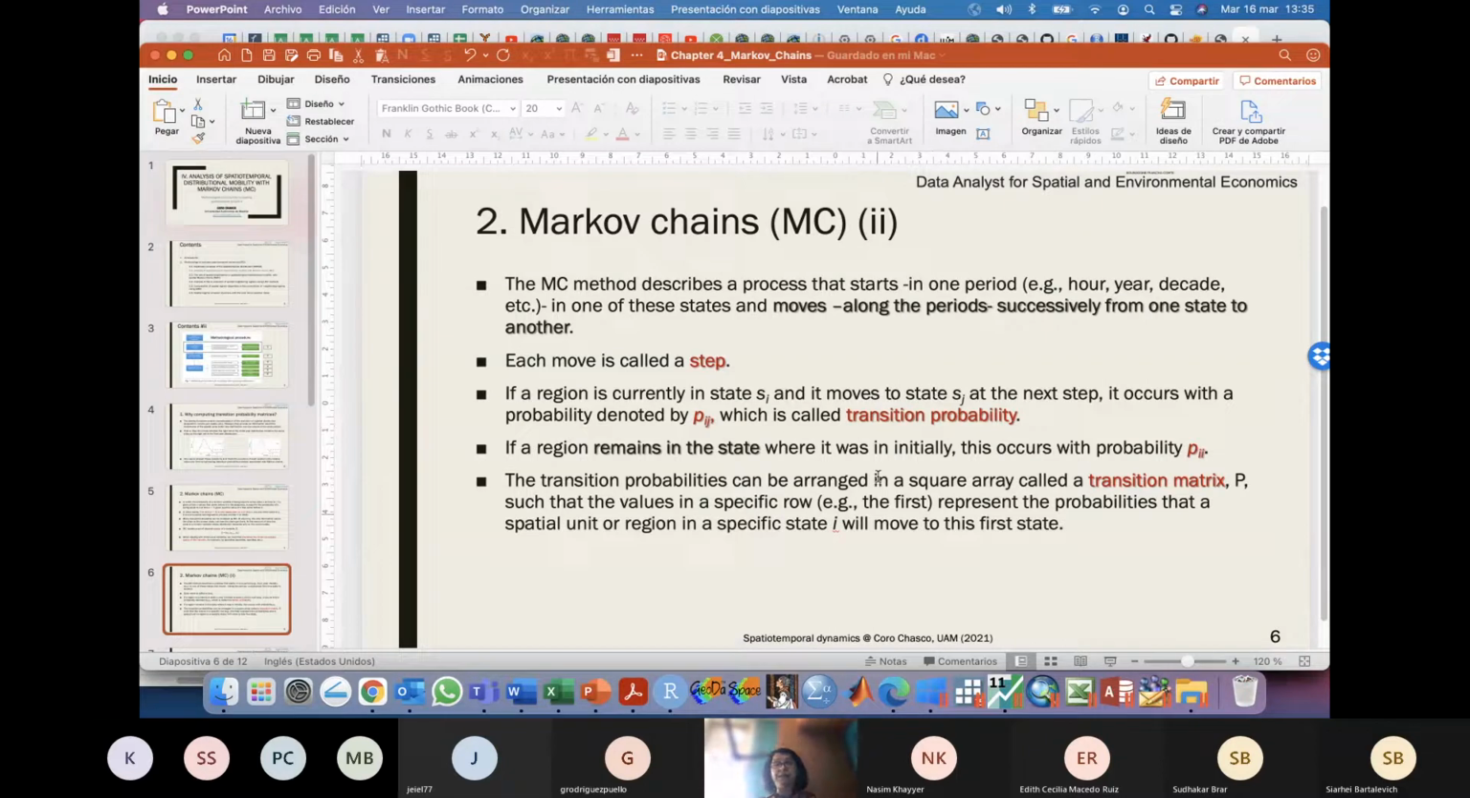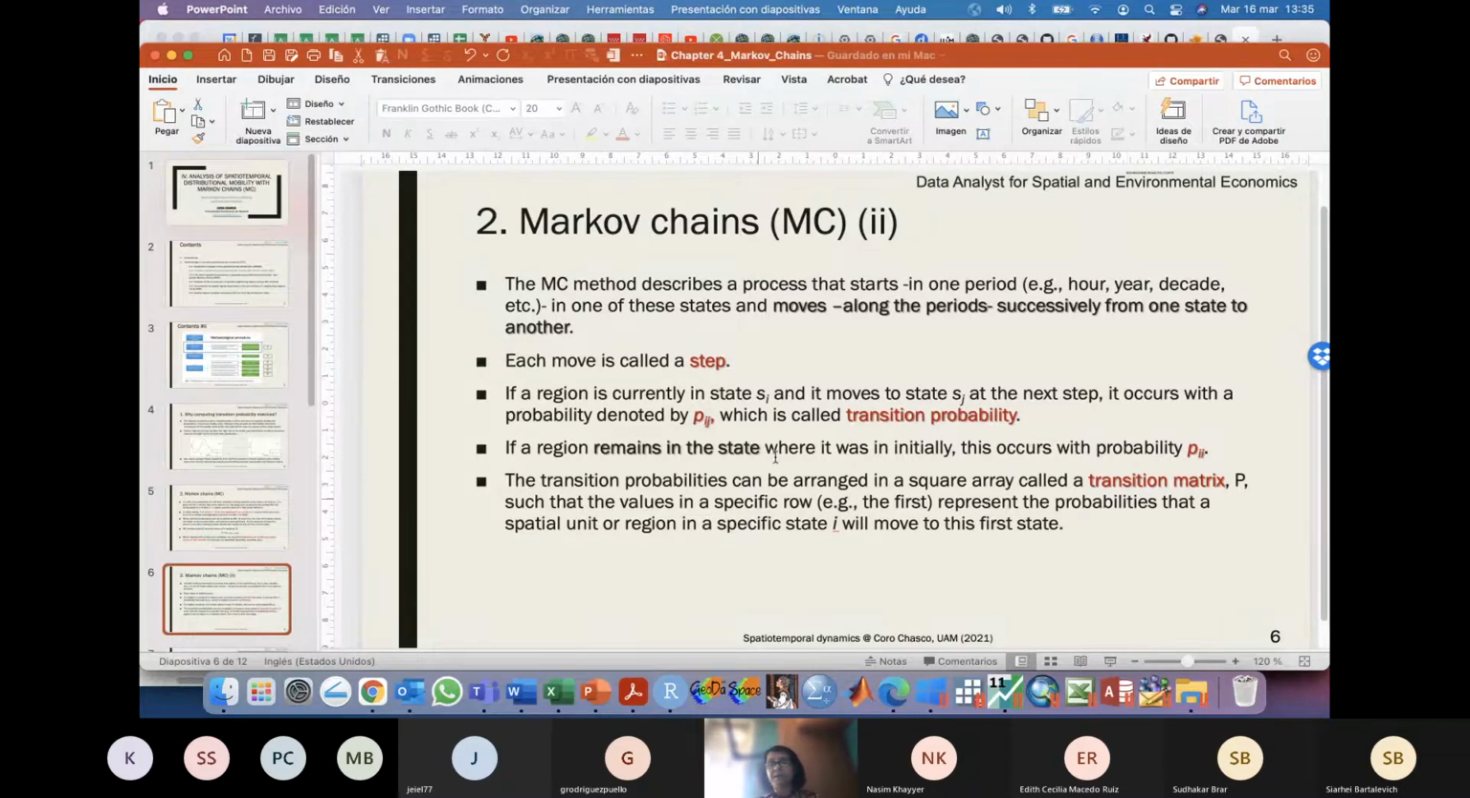And this is called the transition probability. So when we have all the transition probabilities, we have the transition matrix, okay? And when a region remains in the same state that it was in initially, which is quite common and very frequent, this occurs with probability PII. So PII is because it remains in I, in this state I.